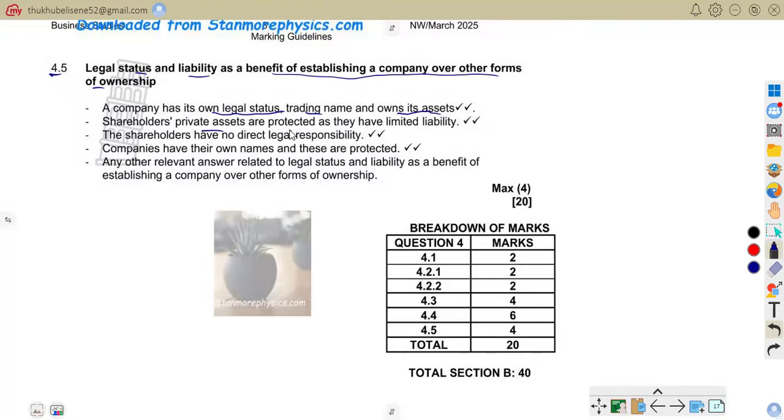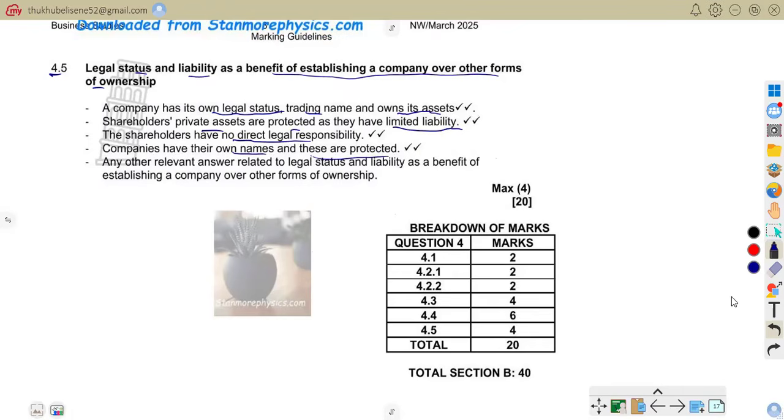Shareholders' private assets are protected as they have limited liability. If ever the business goes bankrupt, the personal belongings of the owners are not in danger. The shareholders have no direct legal responsibilities. Companies have their own names and these are protected.